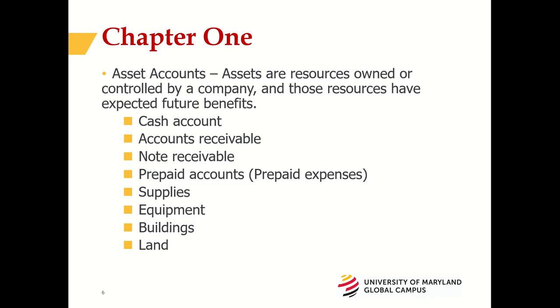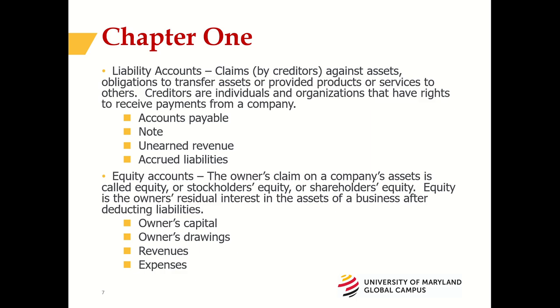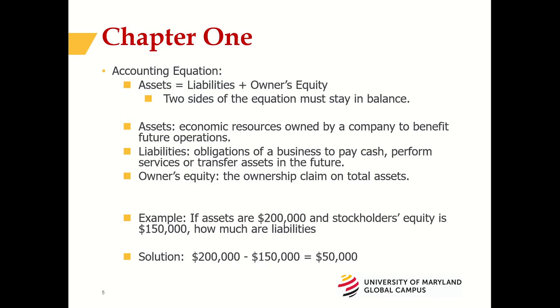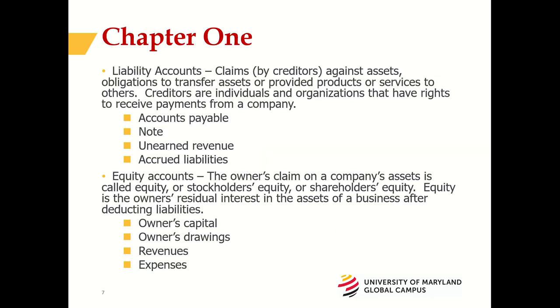Asset accounts, these are some quick examples. These are resources owned or controlled by a company. They're cash, accounts receivable, notes receivable, prepaid, supplies, equipment, buildings, and land. Those are assets. And then liability accounts, you have accounts payable, notes payable, unearned revenue, and accrued liabilities. And you have some equity accounts, which are owner's capital, owner's drawings, revenues, and expenses, which make up the owner's claim on the company's assets.